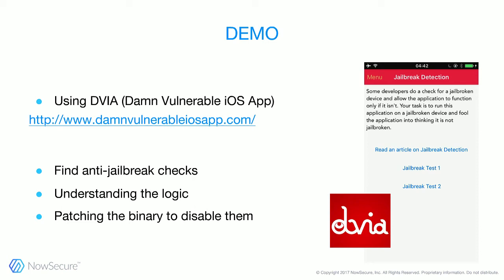You can see that there are 2 buttons, one is jailbreak test 1, and there is also jailbreak test 2. Those are the actions for activating the checks. So I will share the screen, and let's start with the demo.